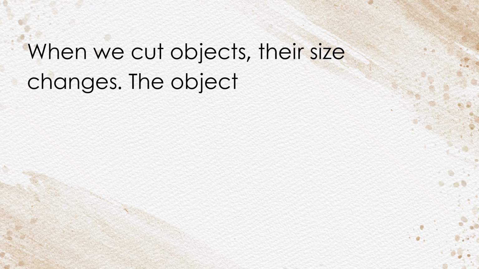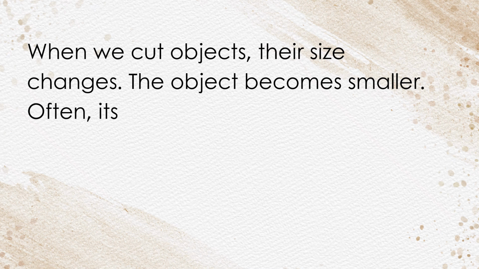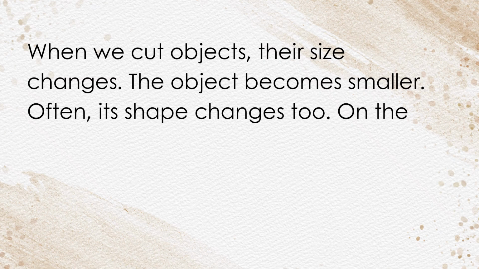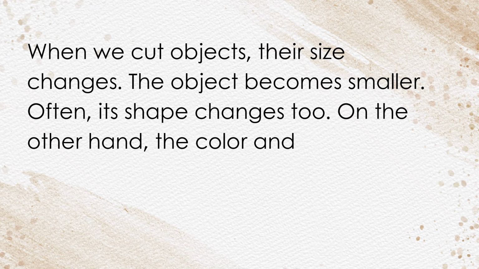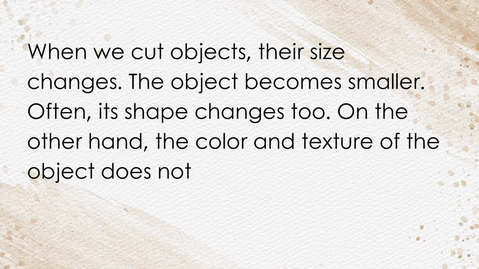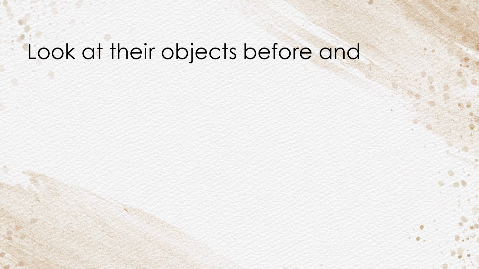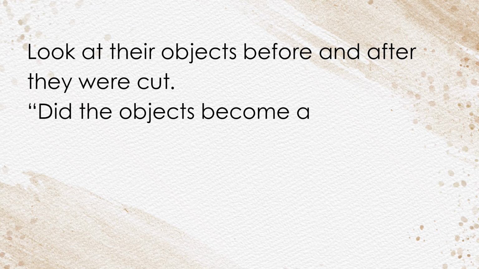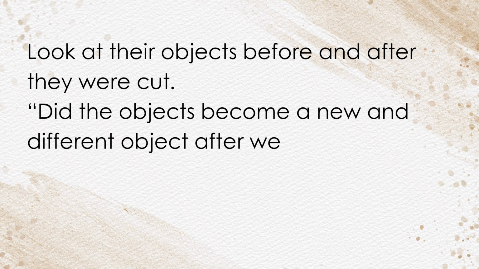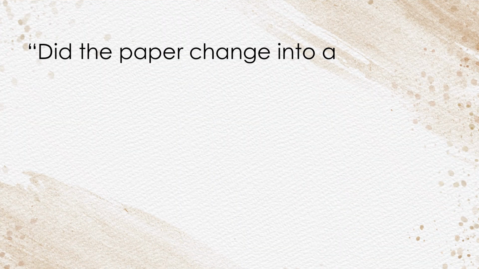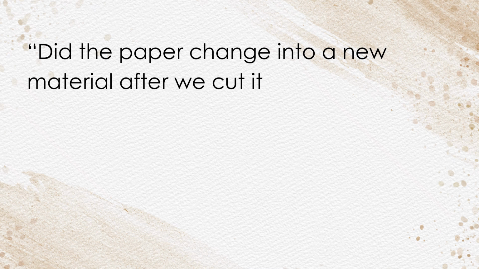When we cut objects, their size changes. The object becomes smaller, and often its shape changes too. On the other hand, the color and texture of the object do not change. Look at the objects before and after they were cut. Did the object become a new and different object after we cut them? Did the paper change into a new material after we cut it?